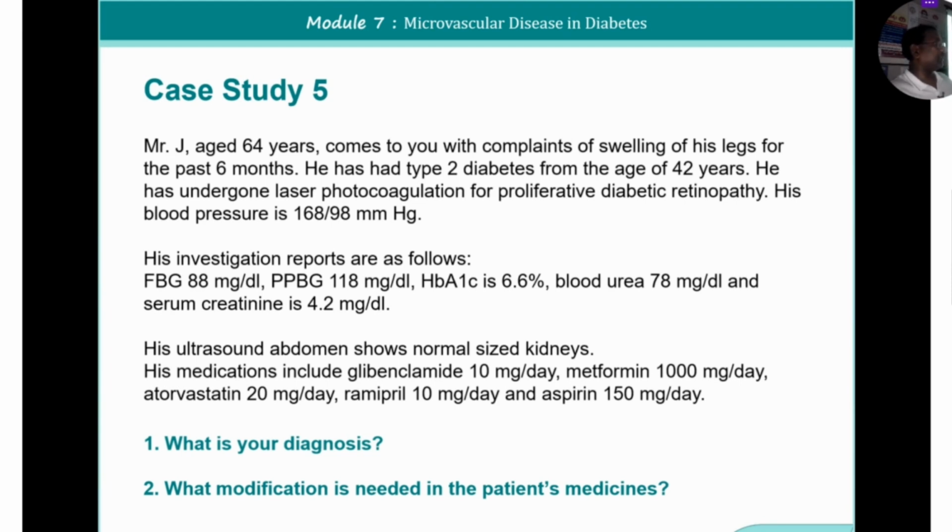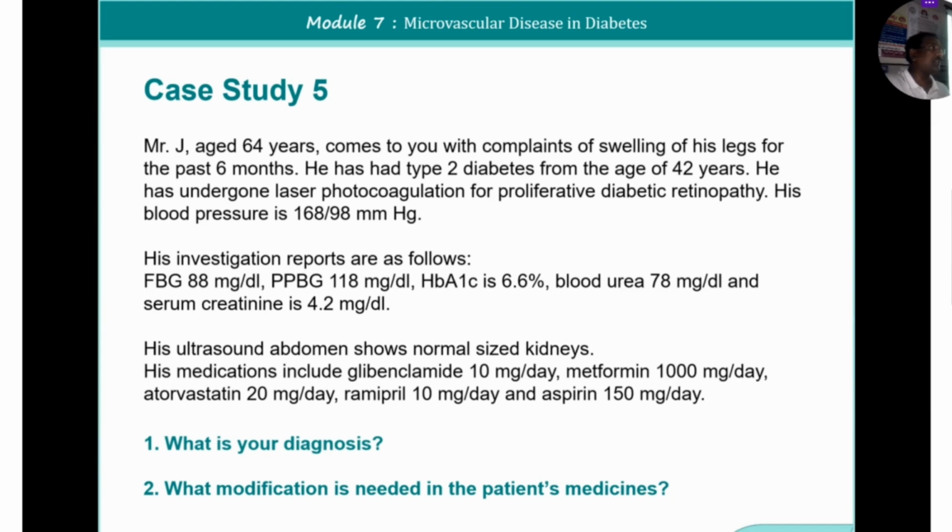Once the CKD is involved, these people will have hypoglycemia and the blood sugars will be normal. See here, fasting 88. While reading that, I understood his creatinine is somewhere between 4 and 5. So fasting is 88, postprandial is 118. Next is the BP. BP is very high, 170 by 100.